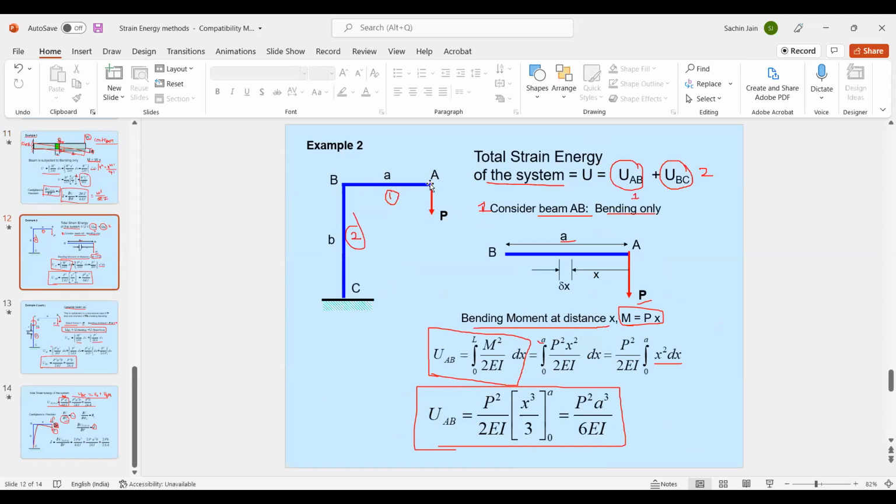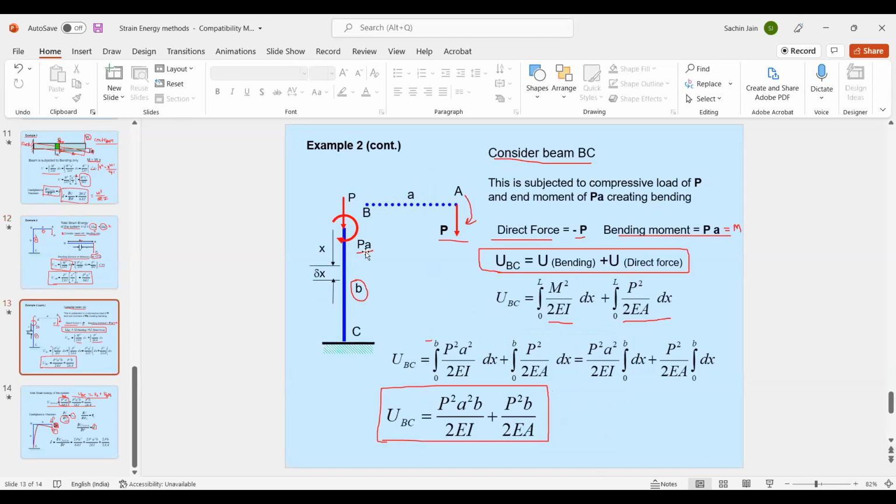and the strain energy of member BC. In member AB, the force P is applied, and due to that force the bending moment will be P into X at a distance X. So P squared X squared upon 2EI will be the bending strain energy. From the normal procedure, we can easily calculate this: P squared A cubed upon 6EI. This is the strain energy.